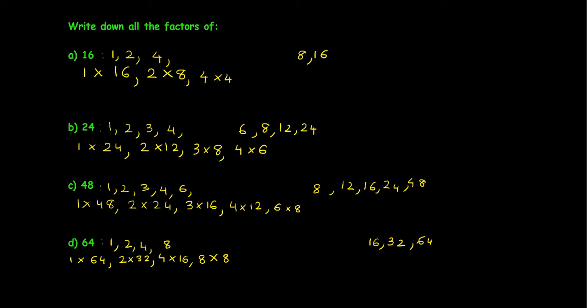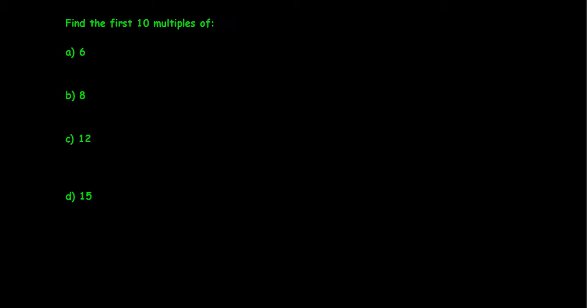Now we're going to move on to finding the first 10 multiples of a number. And this is basically just numbers in a particular times table. So we're going to start off with 6. So 6, 12, 24.